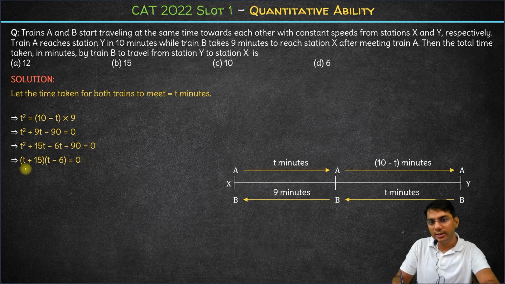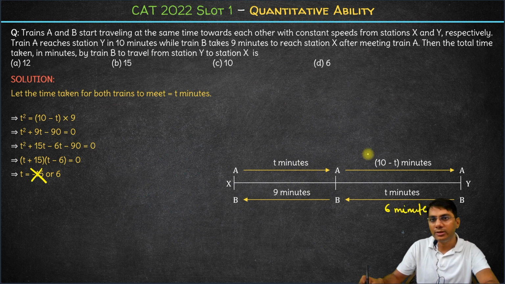And then you get (t plus 15) into (t minus 6) is 0. Product of two terms is 0. This is possible when either this is 0 or this is 0. So if t plus 15 is 0, t will be minus 15. If t minus 6 is 0, t will be plus 6. Now since t is obviously time, it cannot be negative. So minus 15 is rejected. t is equal to plus 6. Okay. So time taken to meet is 6 minutes.